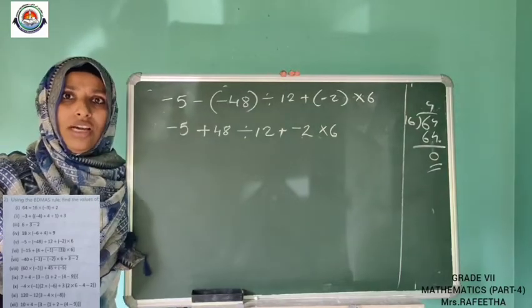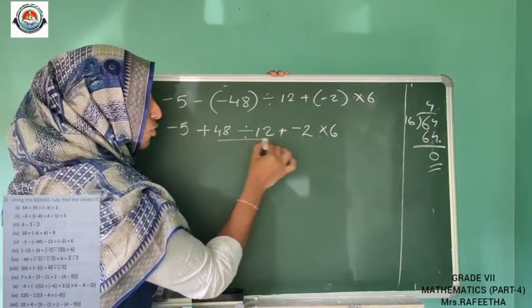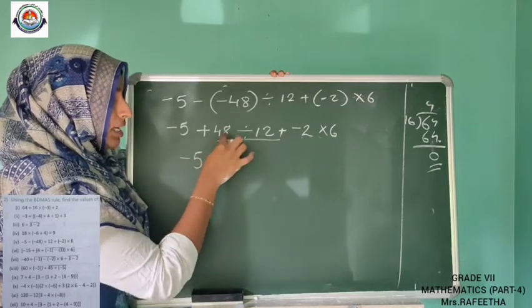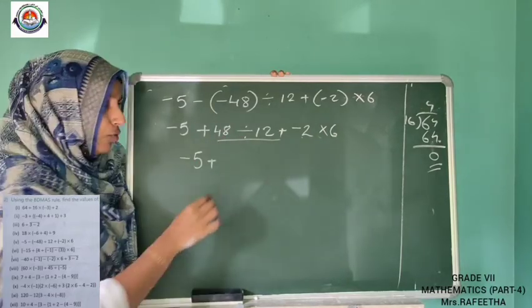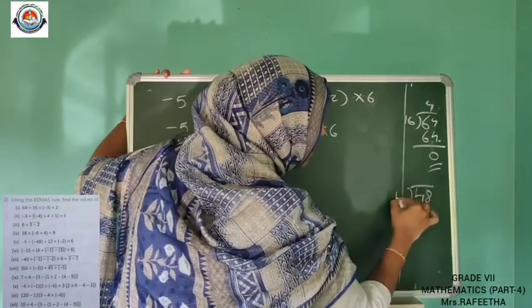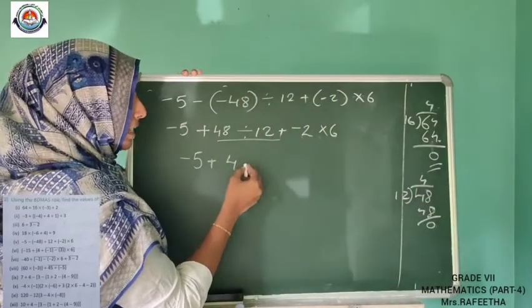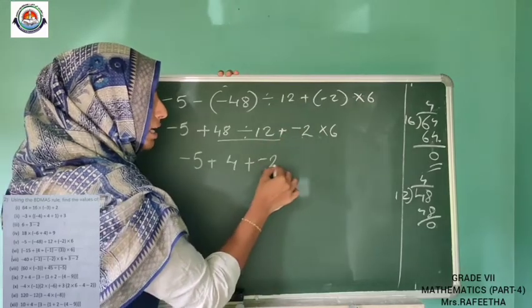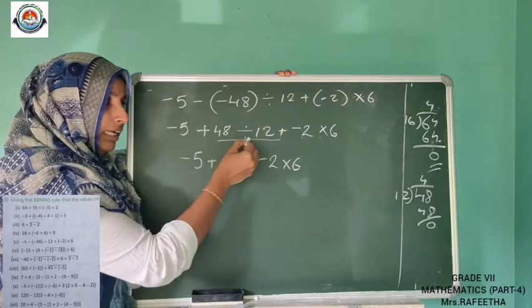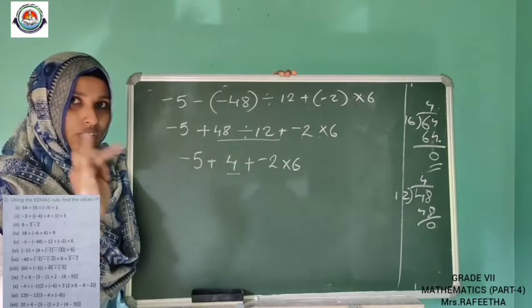Now all brackets are over. What is the next step? Yeah, division. Is there any division here? Yeah, 48 divided by 12 is the division. So minus 5 plus, what is 48 divided by 12? If you want to do that, you can do it here. 12 fours are 48. So 4 is the answer. The remaining part I am just writing here. Now division is over. 48 divided by 12, we get 4.